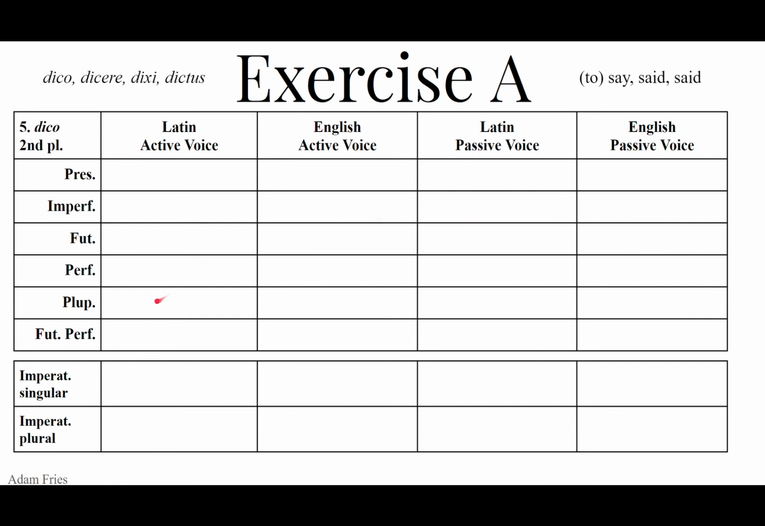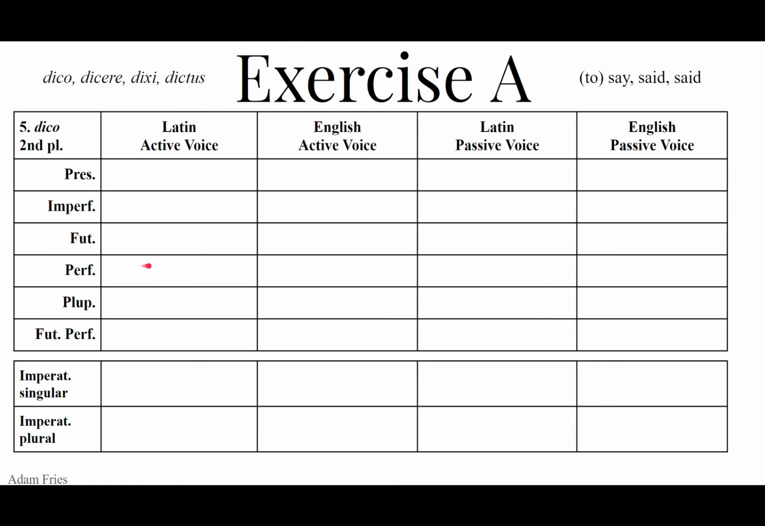The perfect, pluperfect, and future perfect use the perfect stem dix, from the third principal part, chop off the I. And then the passive will use dictus, like a first and second declension adjective, dictus, a, um, but make sure it is plural. So dicti for the masculine, dictae for the feminine, and dicta for the plural neuter. And then we'll add the helping verbs.